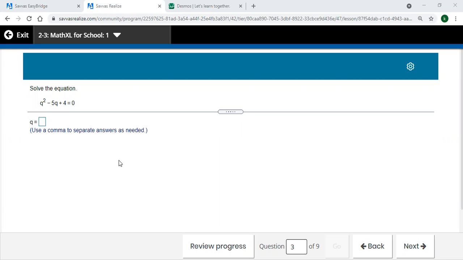We are working on a little bit of algebra 2 here with quadratics. And we have a problem here where we're supposed to solve it. So we're in lesson 2-3. This is the third problem on the assignment, the way I have it right now.